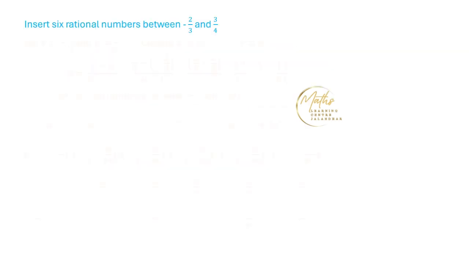So we look at an example. We have to insert 6 rational numbers between minus 2 by 3 and 3 by 4. The value of x is minus 2 by 3, the smaller value, and y is 3 by 4, the larger value. So clearly x is less than y. Now the next step is to calculate the value of d.